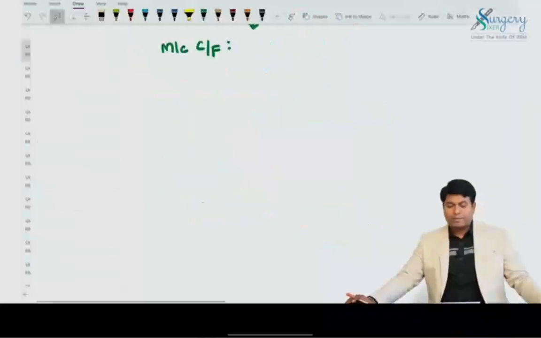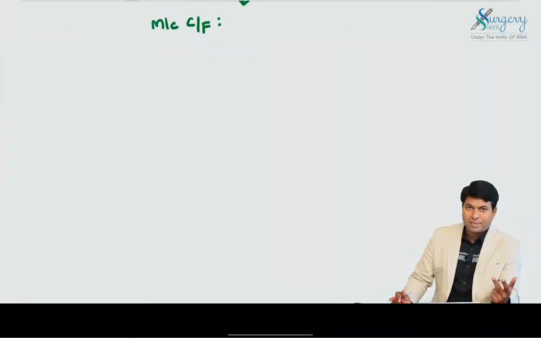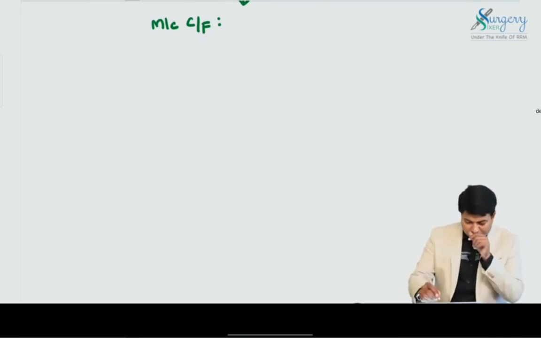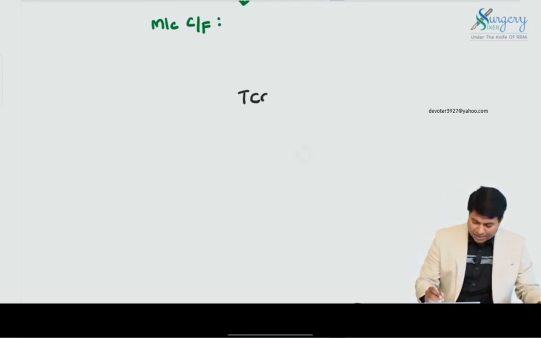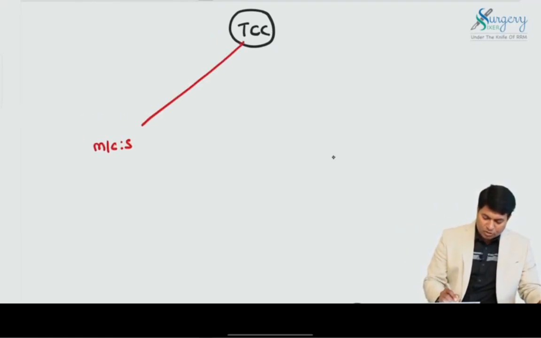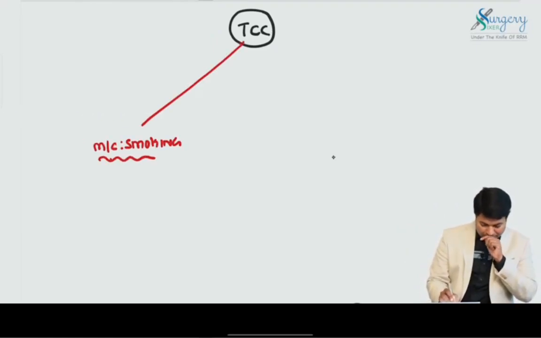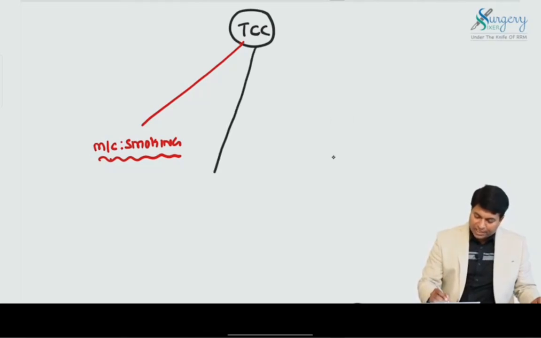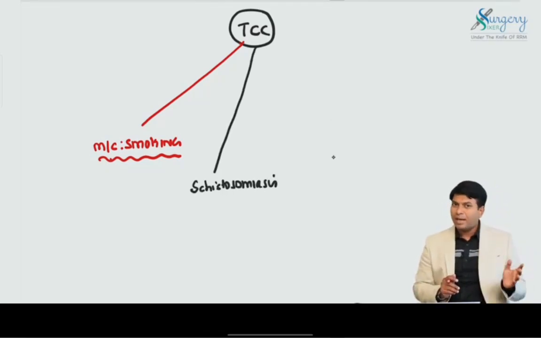Now I have discussed the risk factor of adeno cancer as urachal remnants, and of squamous cell cancer as those above. What is the risk factor of the most common cancer, TCC, transitional cell cancer of bladder? The most common risk factor is smoking. Please don't forget smoking. It is also associated with schistosomiasis, which can cause both transitional cell cancer and squamous cell cancer.